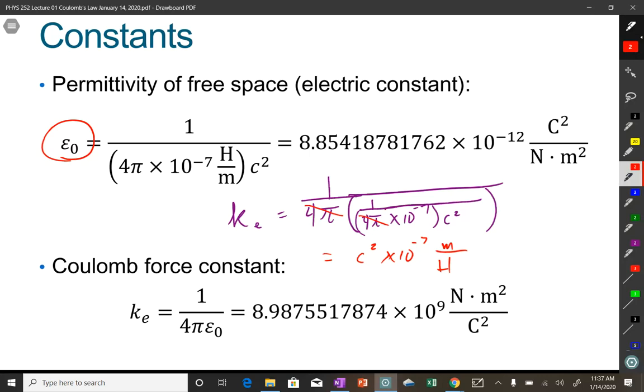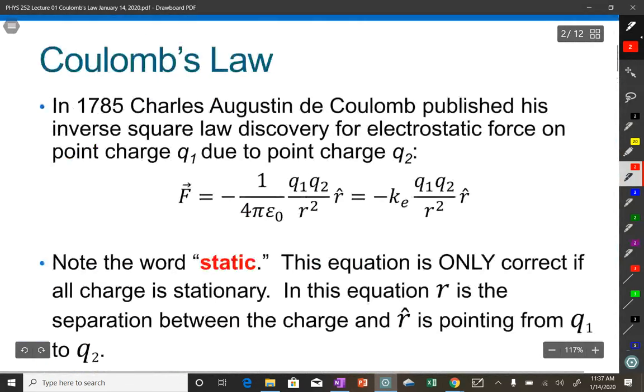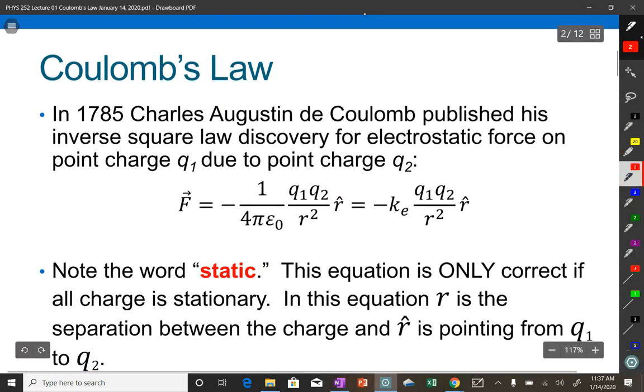So sometimes we use permittivity of free space, sometimes we use the Coulomb constant. The reason we change between the two is simply because sometimes it's easier to have that single constant. When we get to Gauss's law, which we'll lecture on next class period, it's a lot easier using the permittivity of free space. But the two are tied together, so if you know one, you know the other.